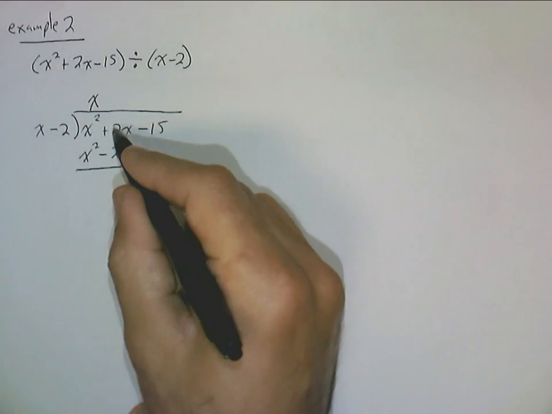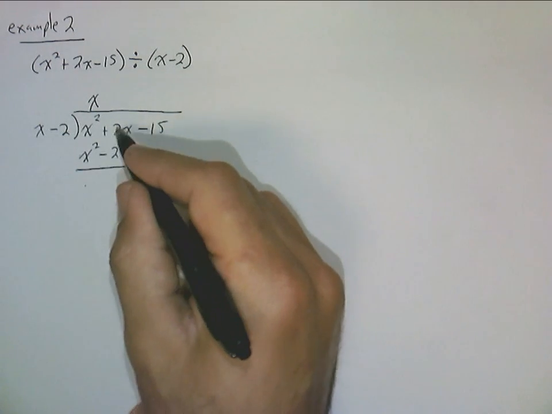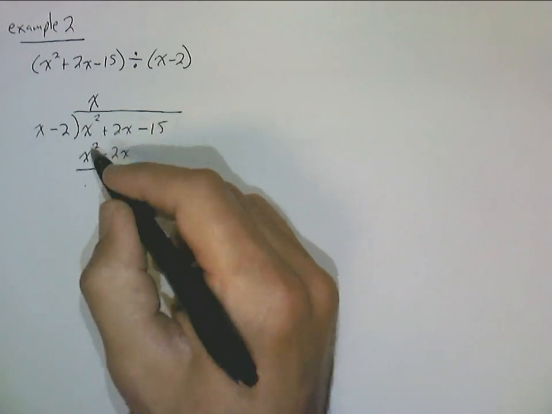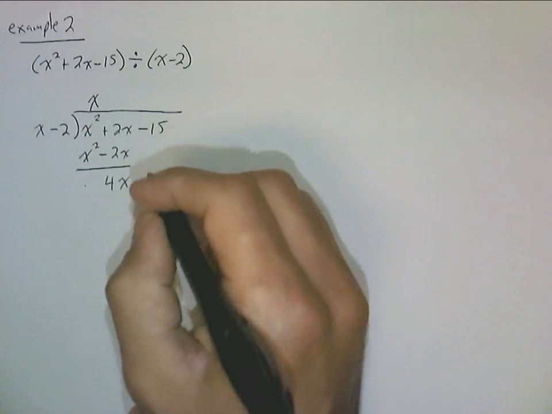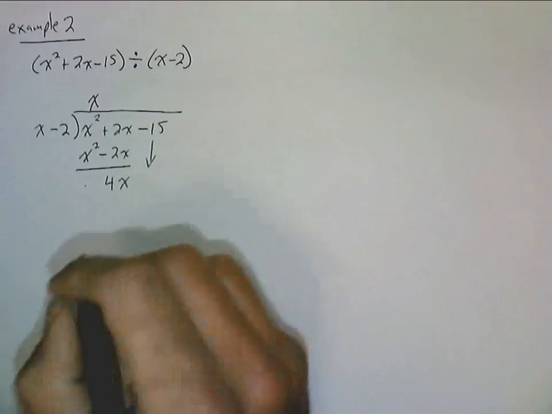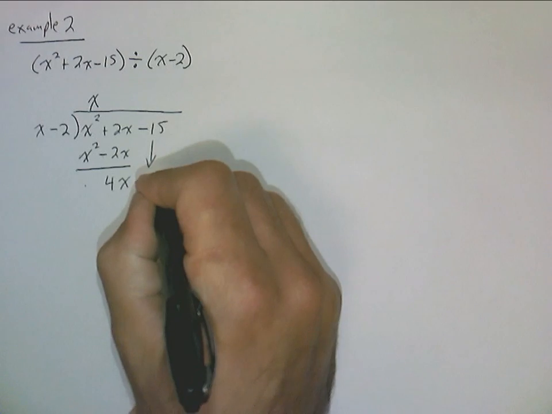We subtract. X squared minus x squared is 0. 2x minus a negative 2x is going to be a 4x, because subtracting a negative is actually adding a positive. Bring down the next term, minus 15.